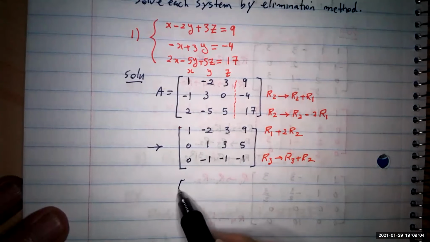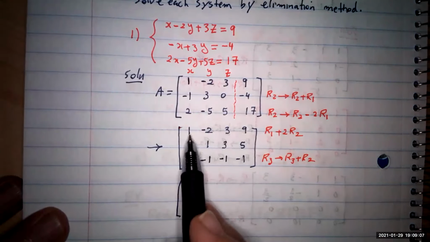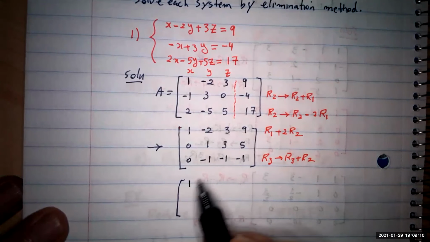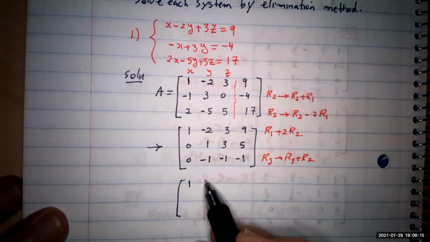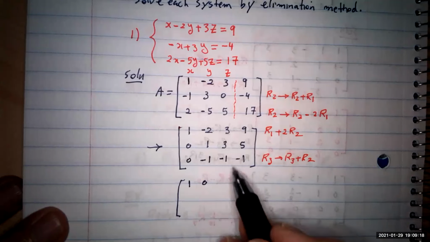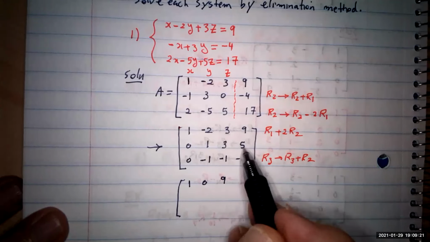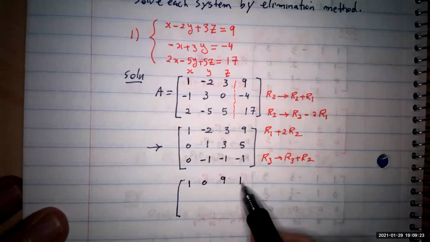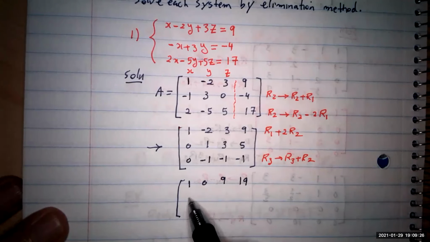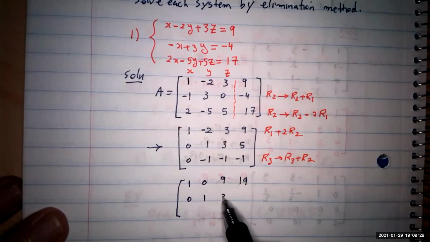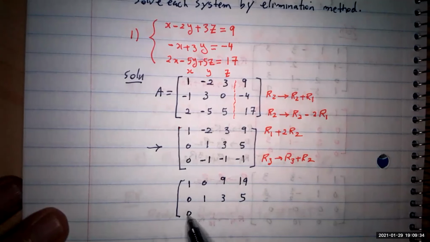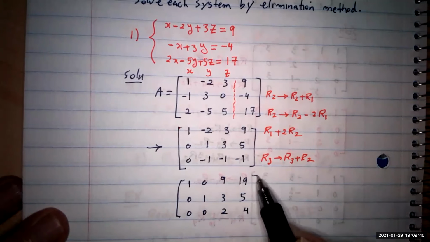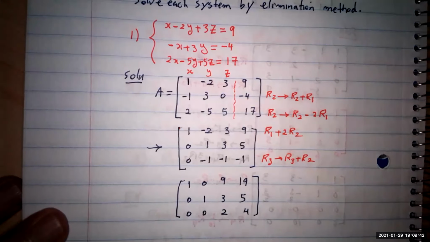So the leftover is going to be this. This is going to be R1 plus twice R2. Twice R2 makes it 0. That's going to be 6 and 9, 6, 9, and 10 and 9 would be 19. Then the second one is going to be unchanged, 0, 1, 3, 5. And the last one, R3 plus R2, so that would be 0, 0, 2, and 4. There you are. So we took care of the second column.